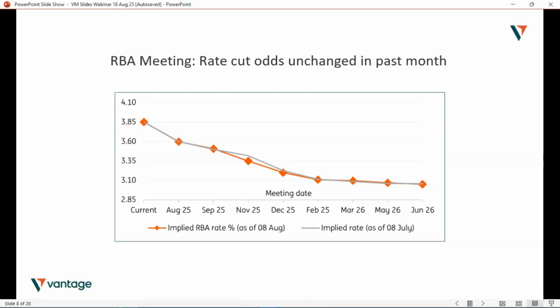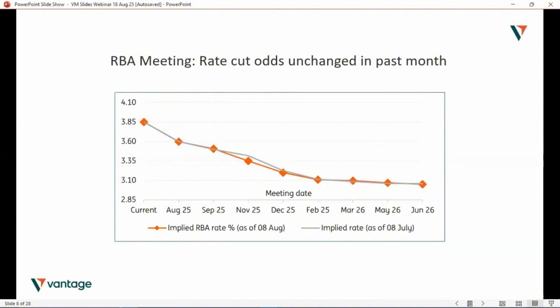Money markets in Australia then assume 2 more rate cuts at a sort of quarterly pace, and that will bring this policy rate down to around 3%, 3.1%, around that figure for the terminal rate, probably by March, February 2026, around that figure, where there are 2 rate cuts priced in up until that point.